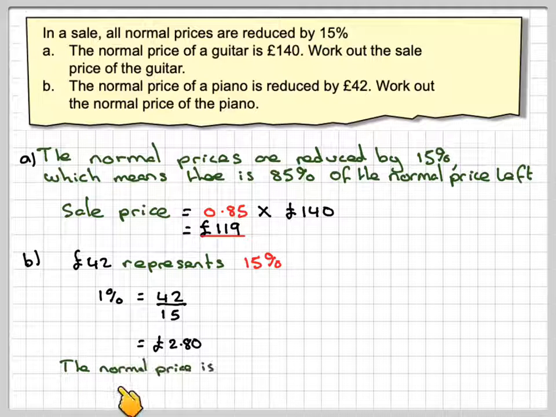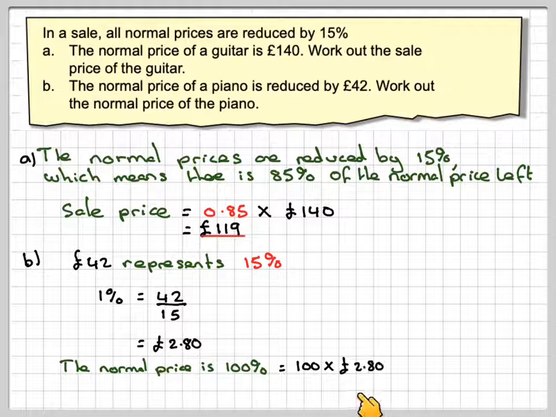And then the normal price is 100%, which is going to be 100 times 2.80, which gives me £280. So this has been a video to show you how to do percentage change.